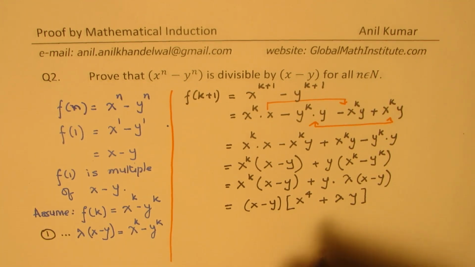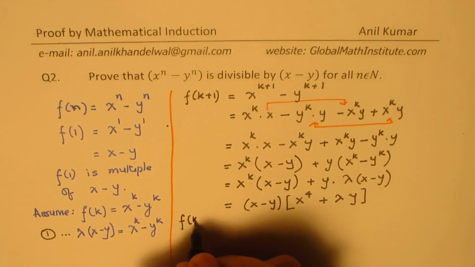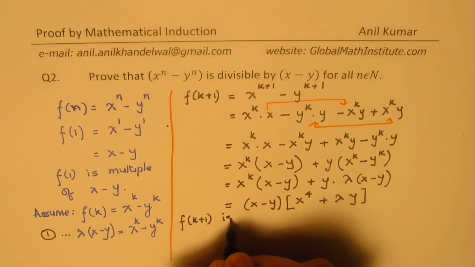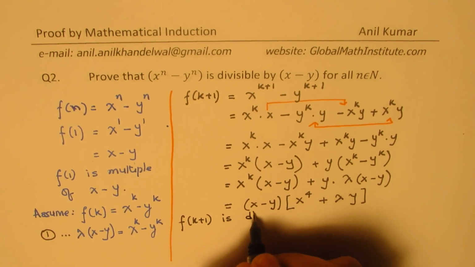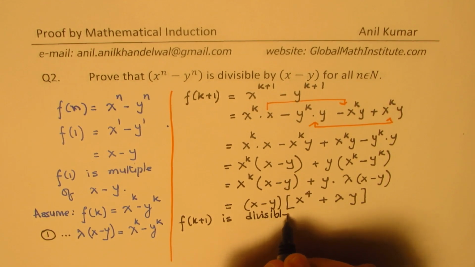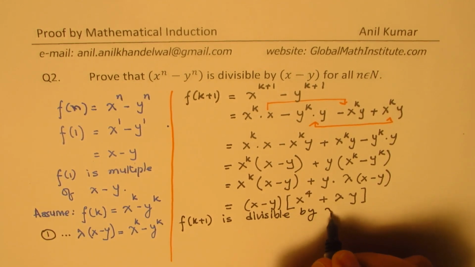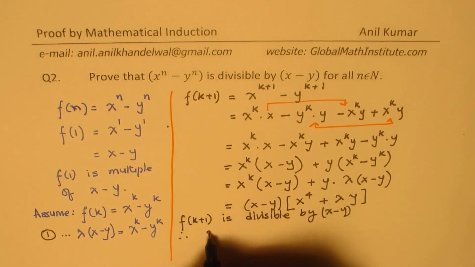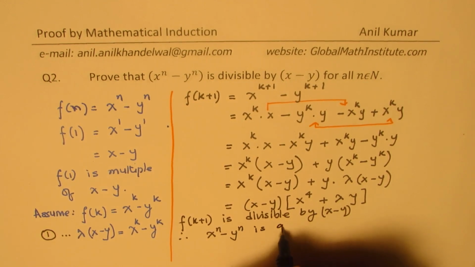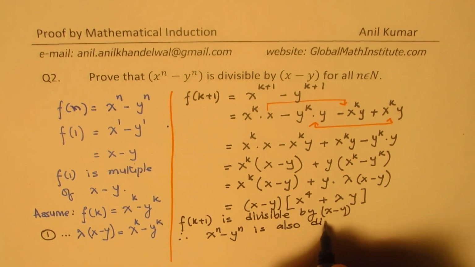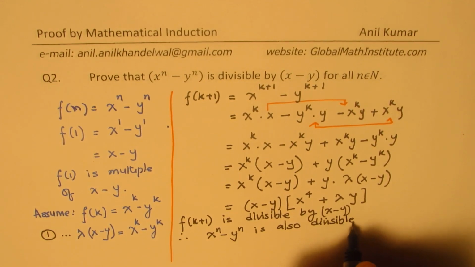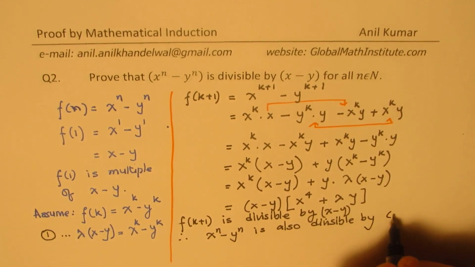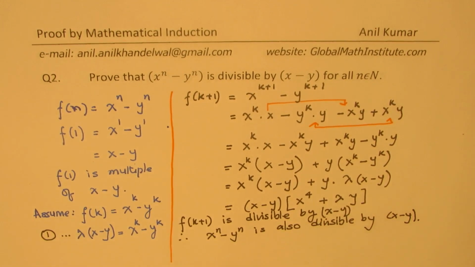Clearly, from here we know that f of k plus 1 is divisible by x minus y. And therefore, we can conclude that x to the power of n minus y to the power of n is also divisible by x minus y. Is that clear to you? So that is how we can prove it.